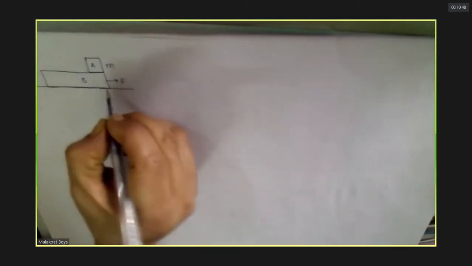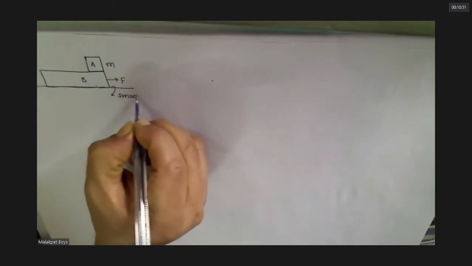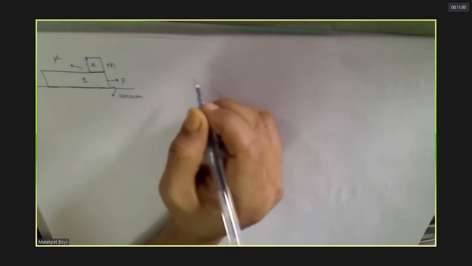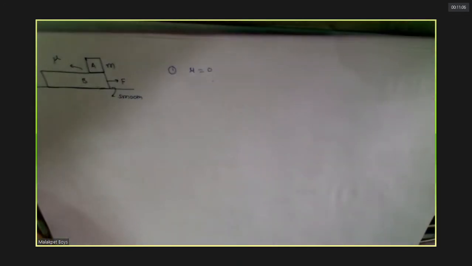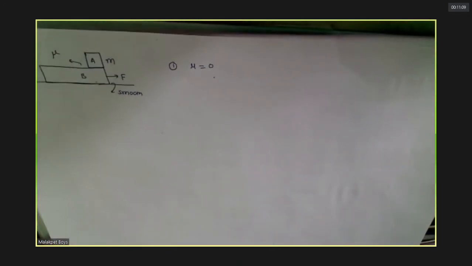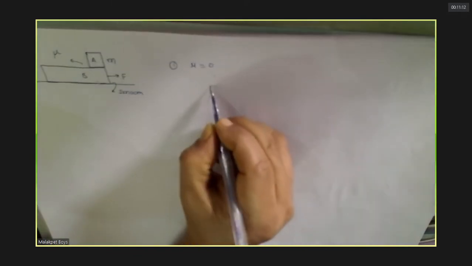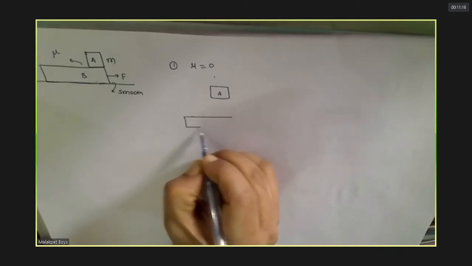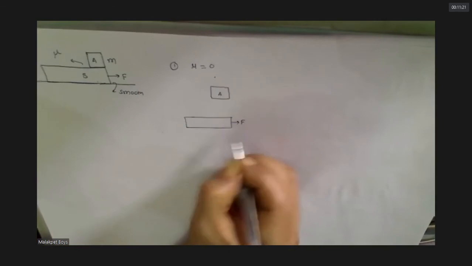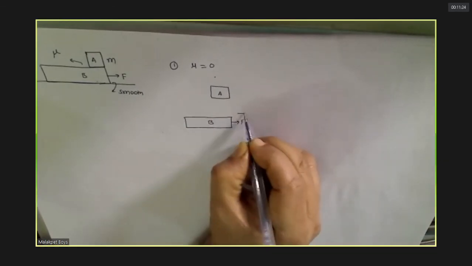Okay, let us quickly, for continuity's sake, I'll just finish this. So there is no friction here, this is smooth. This is where friction exists. Mu is 0, first case. Once mu is 0, what will you take? There is no force on this. Friction acts only here. So this acceleration.